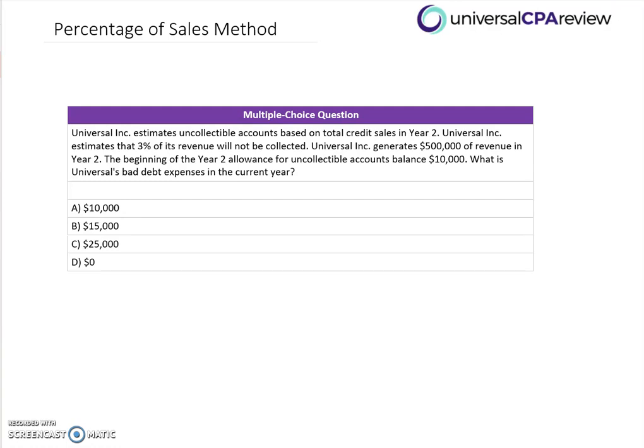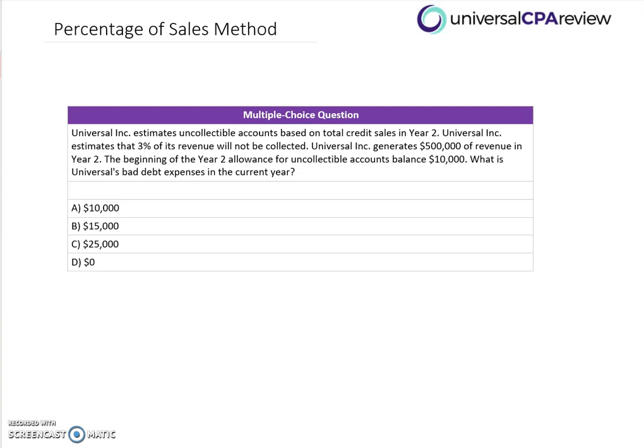So the first thing we need to note when we are going through the percentage of sales method is that the amount that we're going to be calculating that percentage of revenue is in fact going to be the amount that we are going to take as our bad debt expense. If we remember for our accounts receivable method, the amount that we're going to be calculating is our ending balance for allowance for uncollectible accounts. So we're going to have to back into the credits or the bad debt expense for that type of method.